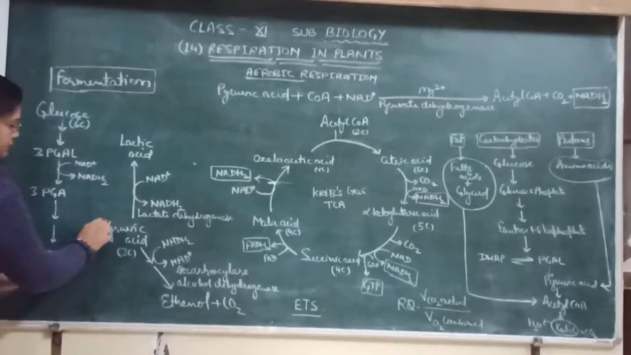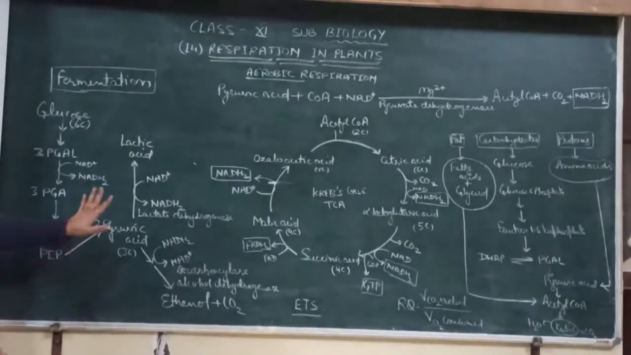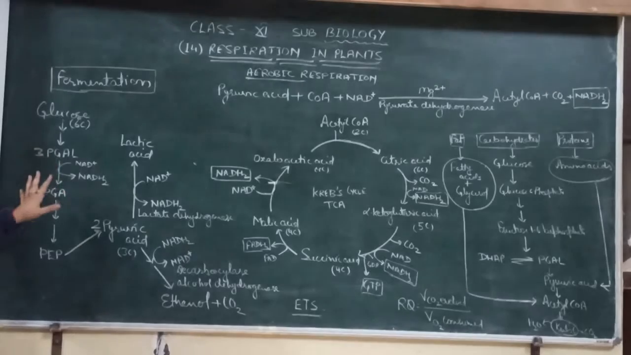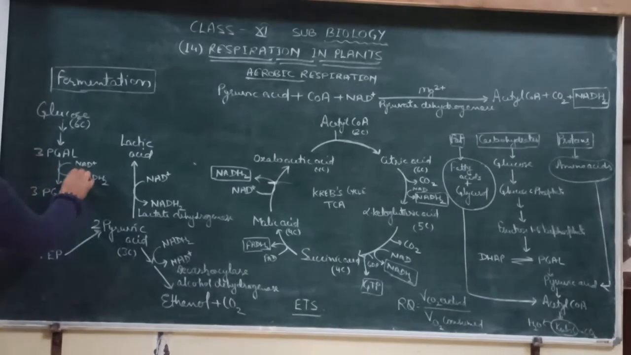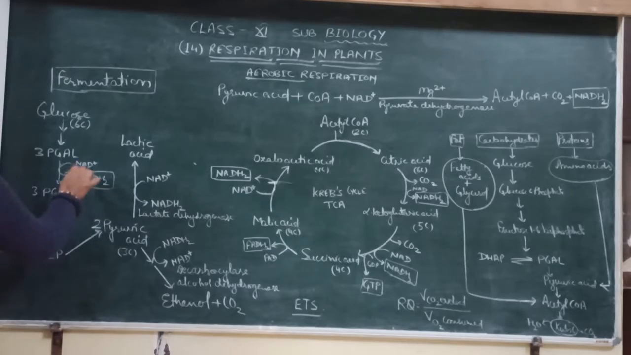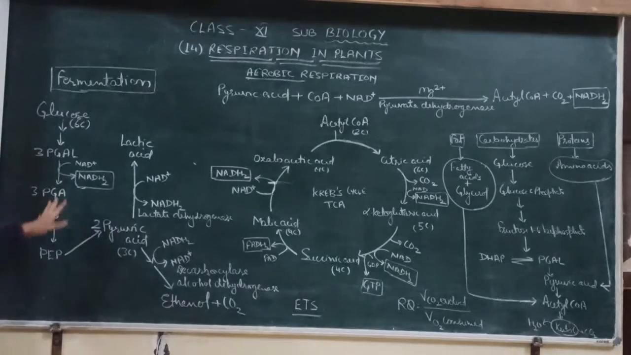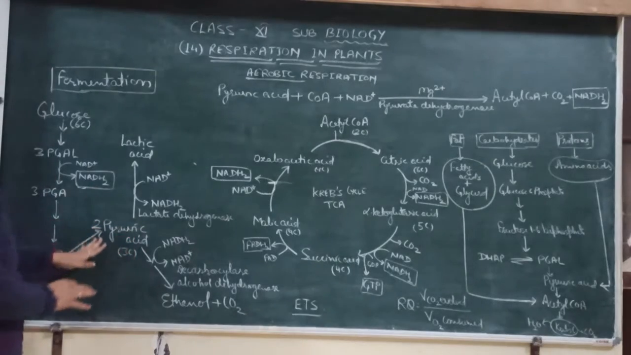So 2 molecules of pyruvic acid are produced in the process of glycolysis in the cytoplasm, and only 2 ATP net gain is possible, and 2 molecules of NADH2 are formed. NADH2 gives the energy, gives the ATP in the ETS. Now what happens during anaerobic respiration?